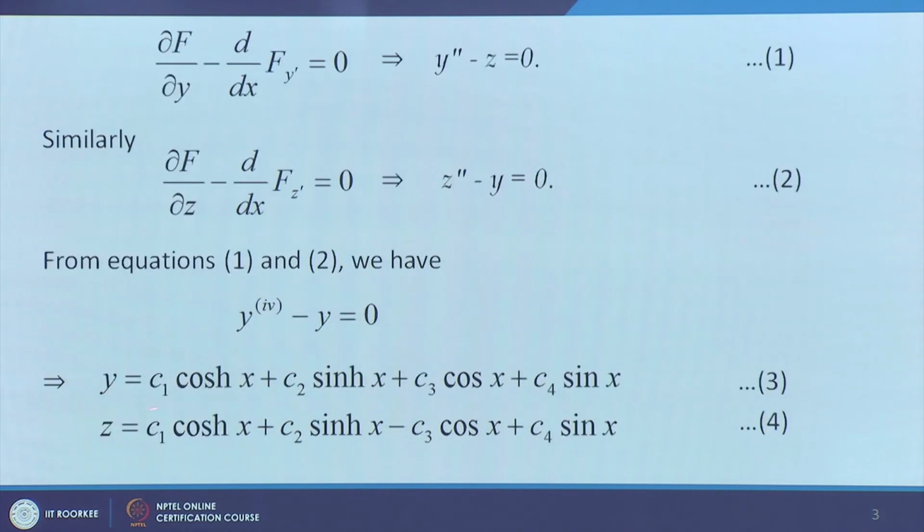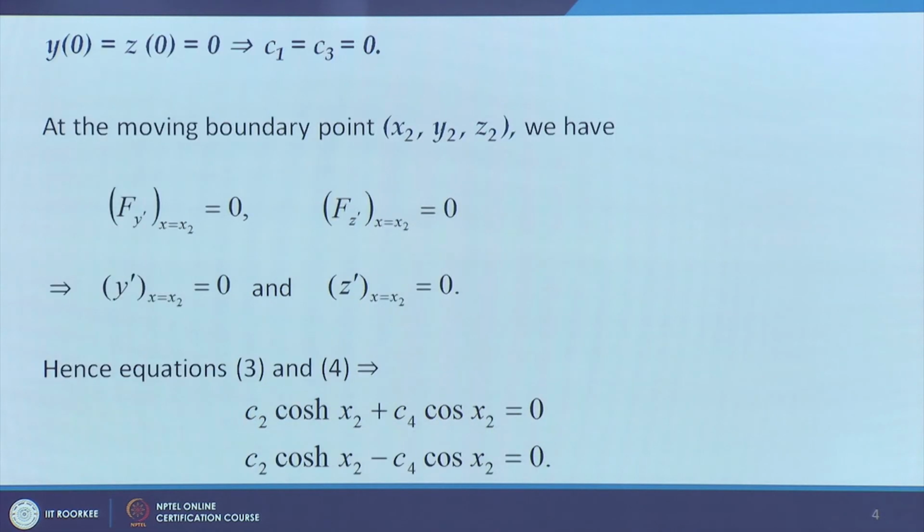So putting y(0) equal to 0 here, what we get? Cosh 0 is 1, so we get C1, sinh 0 is 0, and cos 0 is 1, so we get C1 plus C3, this term is 0. So C1 plus C3 is 0, and z(0) equal to 0 gives C1 minus C3. So C1 minus C3 equal to 0. So C1 plus C3 equal to 0 and C1 minus C3 equal to 0 imply C1 equal to 0, C3 equal to 0.